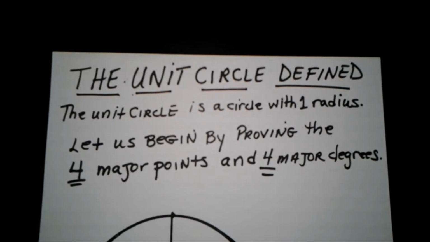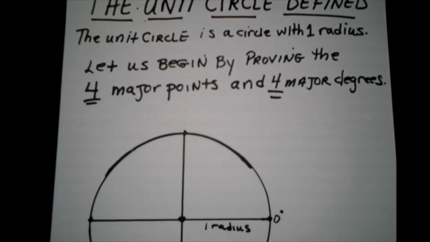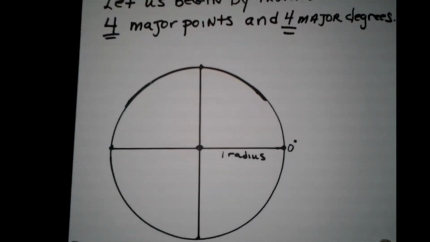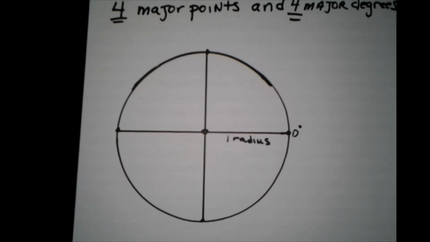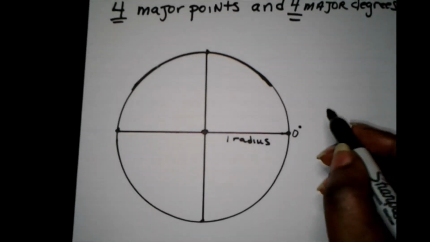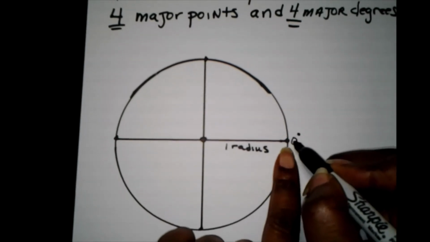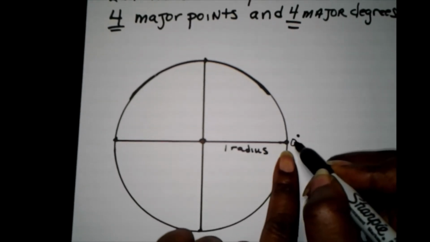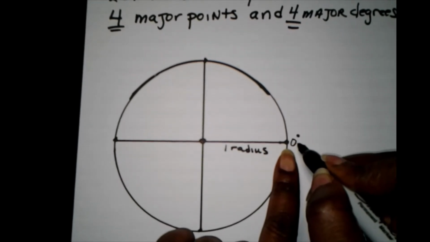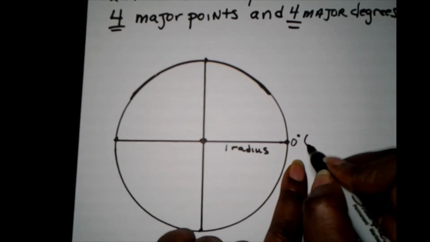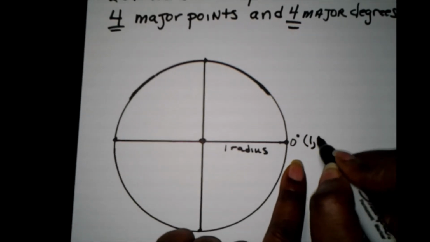Today we're going to prove the major points on the unit circle and the major degrees. Now let's take a look. We already know most of the degrees on a circle. We just have to talk about the actual points that are labeled at first on this circle. So let's start here. I want you to understand that this is our starting point. So it's always 0 and it's always the point 1, 0.